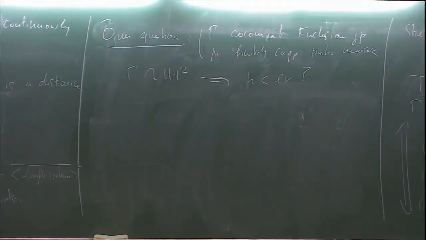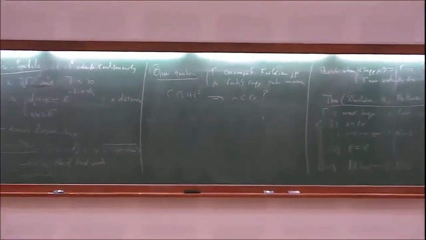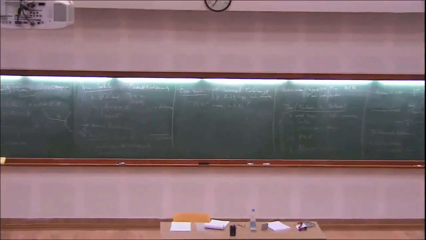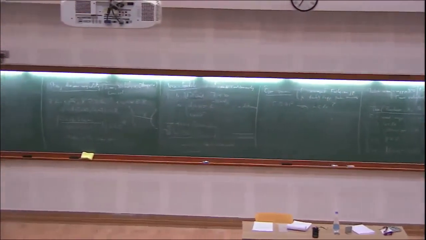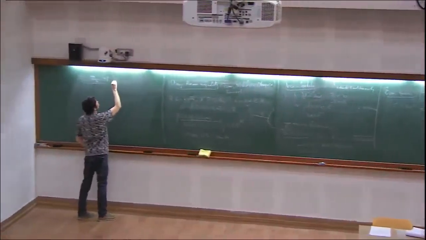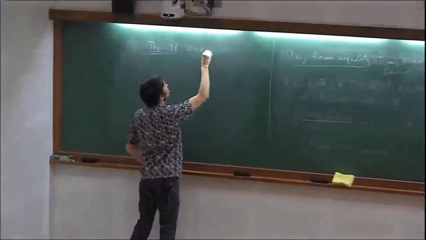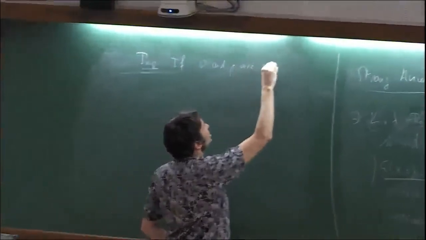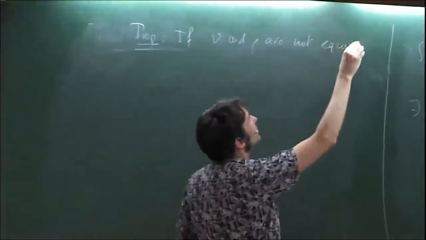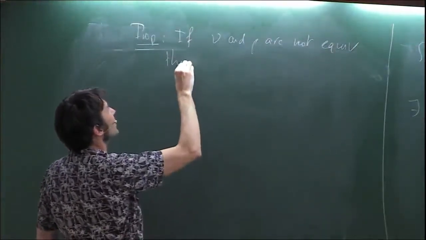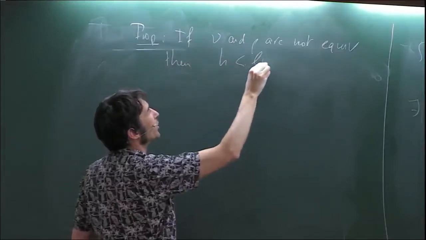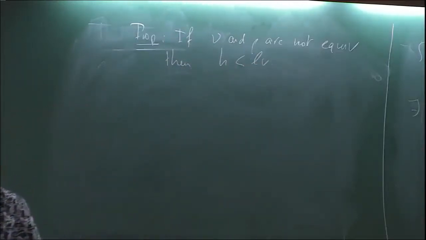Okay, so what I would like to prove, or to sketch, is the fact that if nu and rho are not equivalent, then H is smaller than LV. Okay.